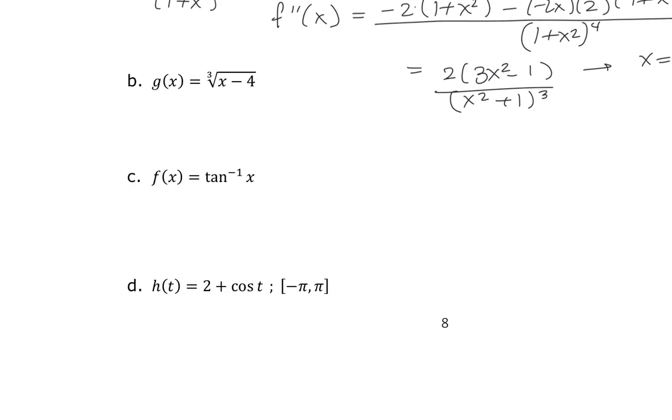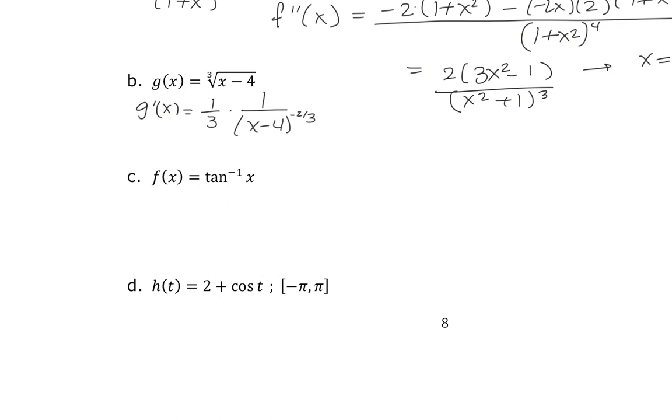Let's take a look at B. Now with B, this probably is a whole lot of not fun again. So we have g prime of x, which is going to be the derivative, so it's going to be 1/3 multiplied by 1 over x minus 4 raised to the negative 2/3.